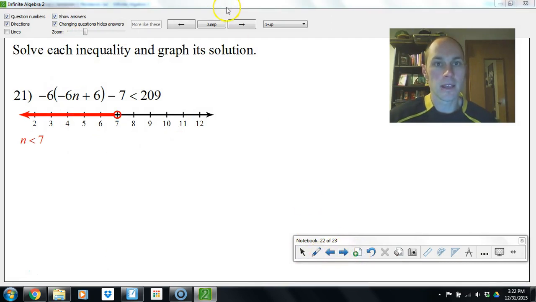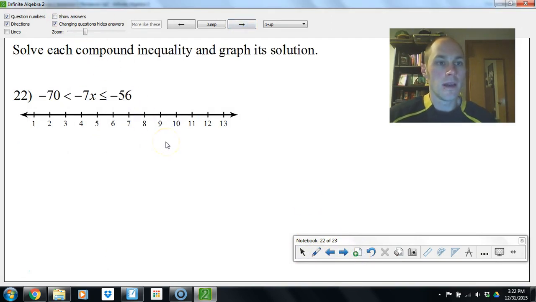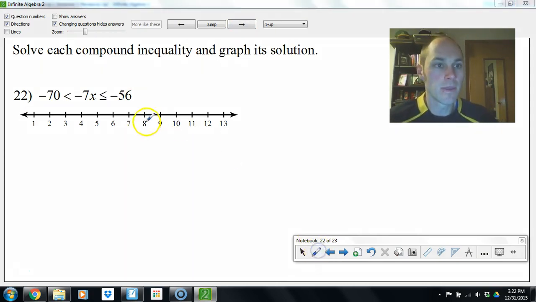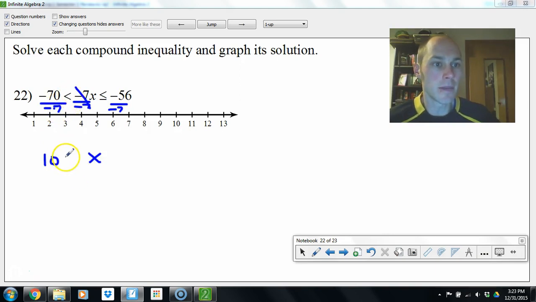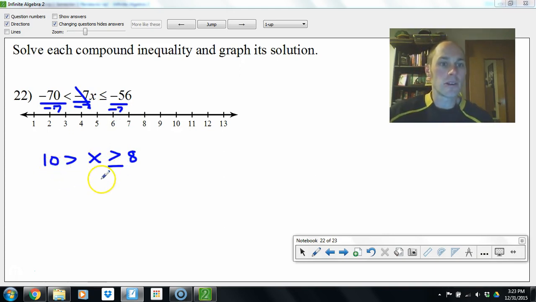All right. Next one. Now we have a compound inequality. So in order to solve the compound inequality, we still need to get the x all alone. So here x is multiplied by negative 7, so I need to divide all parts by negative 7. So I'll cancel out, leave an x in the middle. Negative 70 divided by negative 7 is positive 10. And since I'm dividing by a negative, I need to flip my sign around. Negative 56 divided by negative 7 is positive 8. Keep in mind that needs to flip around as well. So 10 is greater than x, greater or equal to 8.